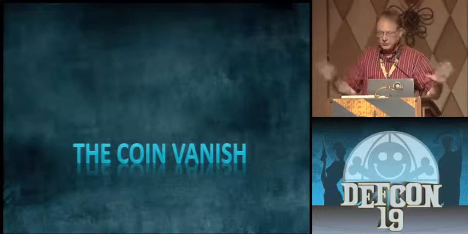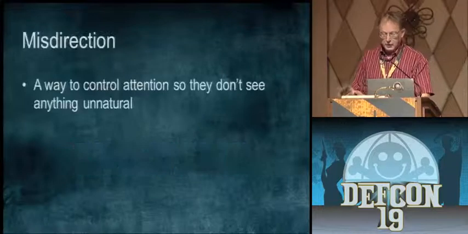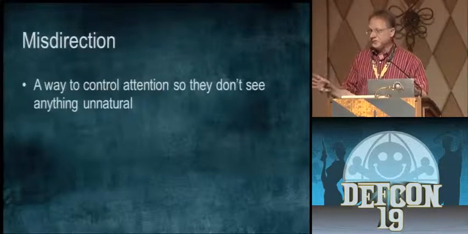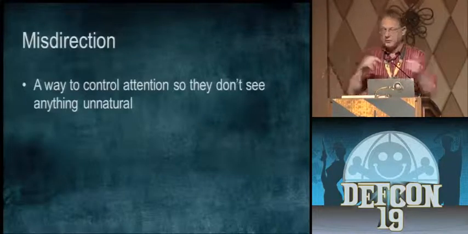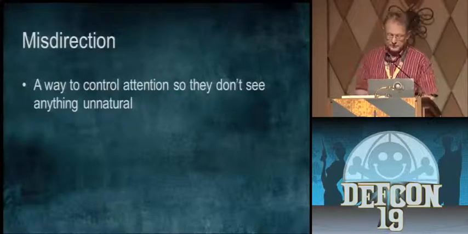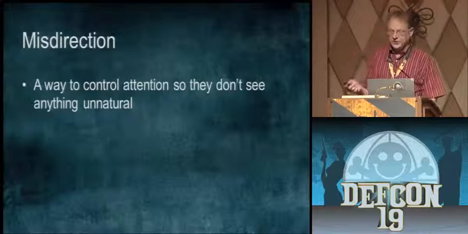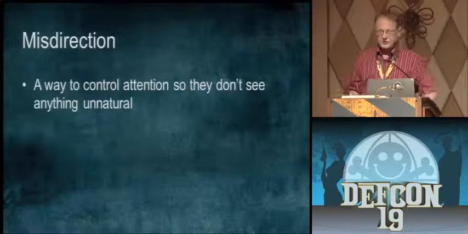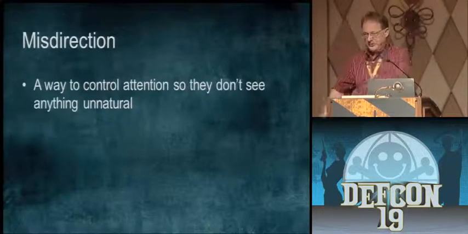There were no sleights whatsoever in that illusion. All it was was misdirection. That's all I used to do that. I just made you look somewhere else when I was doing it, and that's how that particular effect works. So misdirection, what is it? It's a way to control someone's attention so that they look over here when you're doing something secret over here.